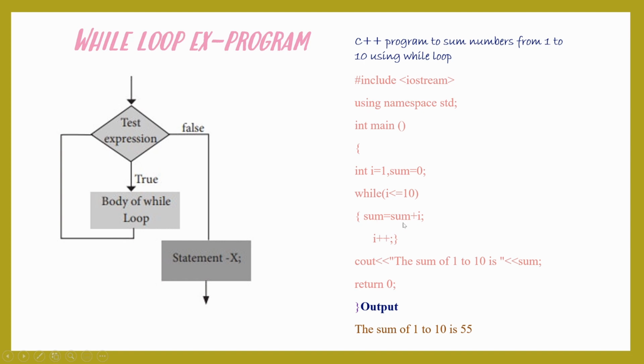Then sum, which we have declared earlier: sum equals sum plus i, that is 0 plus 1, that is 1. Then i plus plus, right? And then we print the sum total outside. So in this format, this works. Remember that while loop is an entry control loop. Before entering the loop, it will check the test expression, and if it's true, it's going to enter the loop and execute all the statements written inside it.